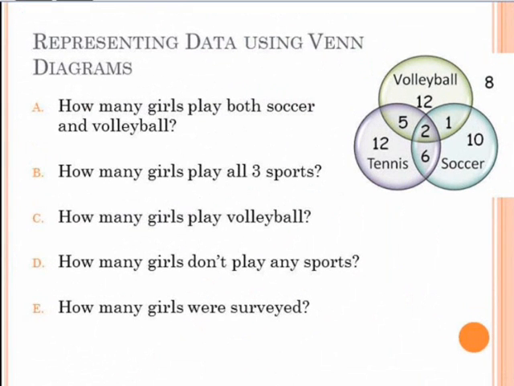All right, so representing data using Venn diagrams. We can answer questions given a Venn diagram with numbers in it. So it's not too hard. I just need you to concentrate on what you're looking at and focus on what it's saying. So how many girls play both soccer and volleyball?